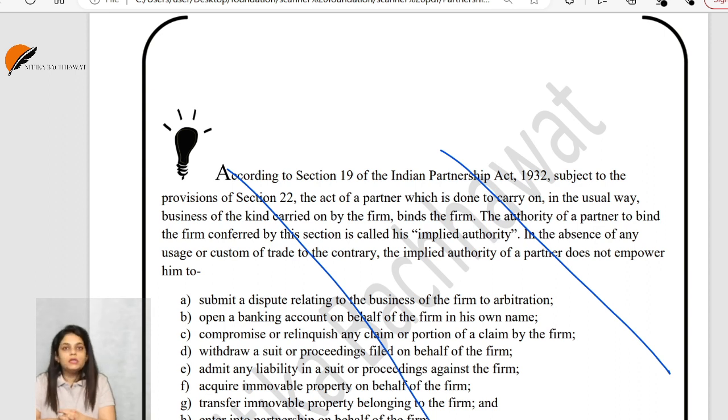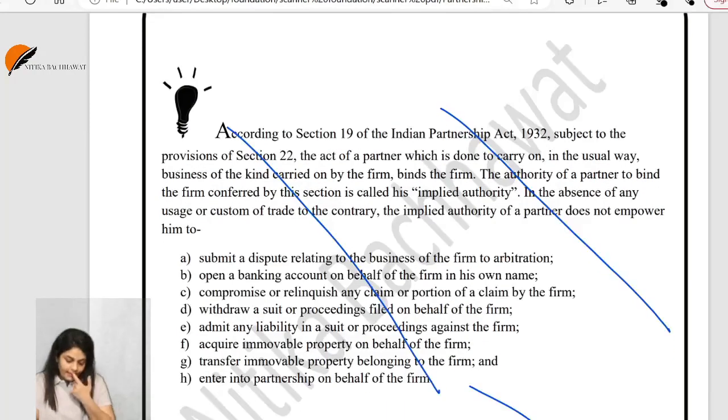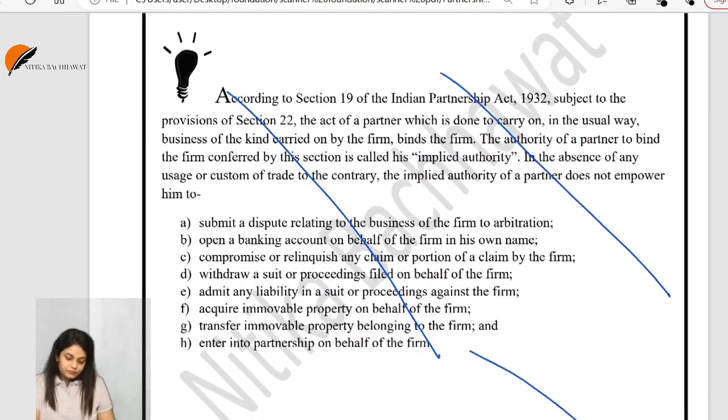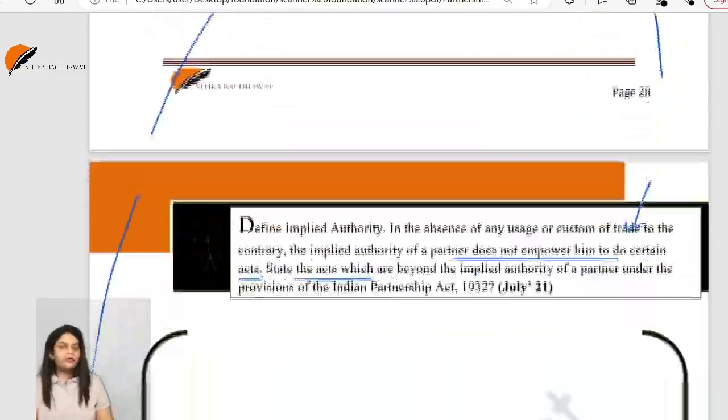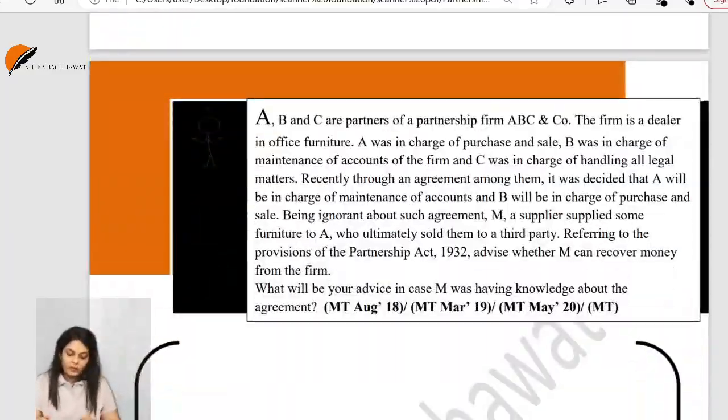There are, however, certain acts, in fact 7 acts, which are not within the implied authority. He cannot submit a dispute relating to the firm to an arbitrator. He cannot open a bank account in his own name. He cannot transfer any immovable property on behalf of the firm. Transfer includes both sale and purchase. He cannot admit any liability against the firm. He cannot compromise or relinquish the debts of any person. He cannot withdraw any suit filed on behalf of the firm. And he cannot enter into a partnership on behalf of the firm. That was one point I missed out.